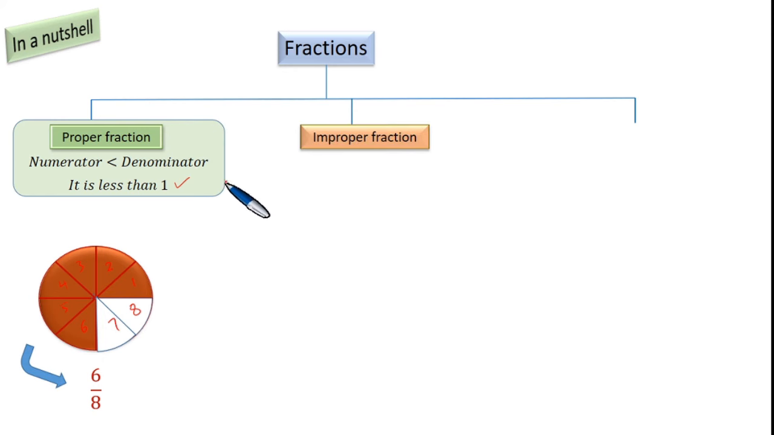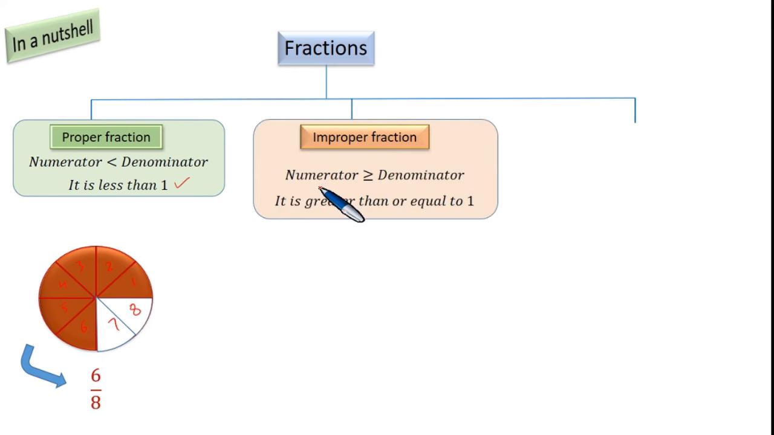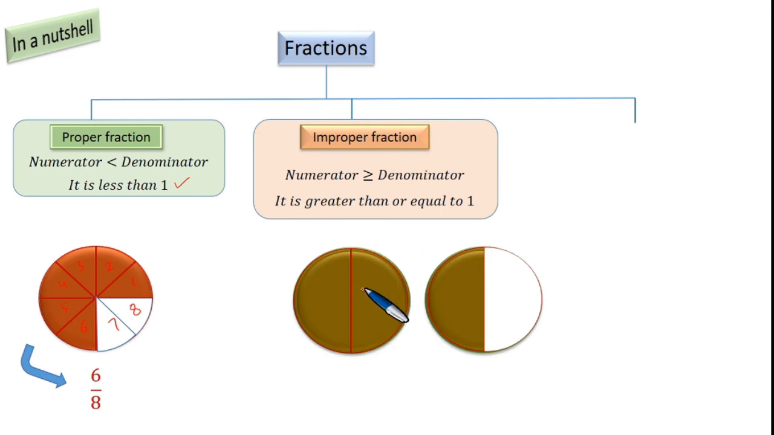The next one is the improper fraction, where the numerator is greater than or equal to the denominator and its value is always greater than or equal to 1. An example of this: this is a pizza, and we cut each pizza into 2 parts, 1, 2 and 1, 2. Among them, 1 piece is taken away. So how much is remaining? The remaining is 3 parts, 3 over 2.